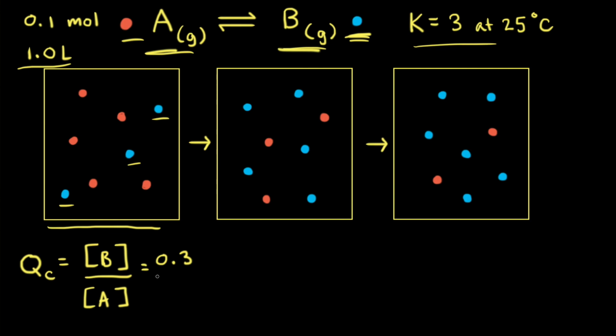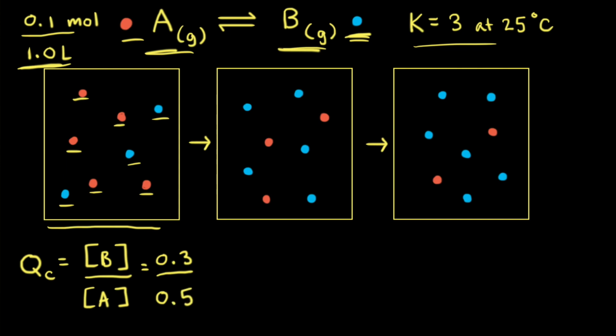Next, we divide that by the concentration of A, and since there are 5 red particles, and each particle represents 0.1 moles, 5 times 0.1 is 0.5 moles of A, divided by a volume of 1 liter gives a concentration of 0.5 molar for A.